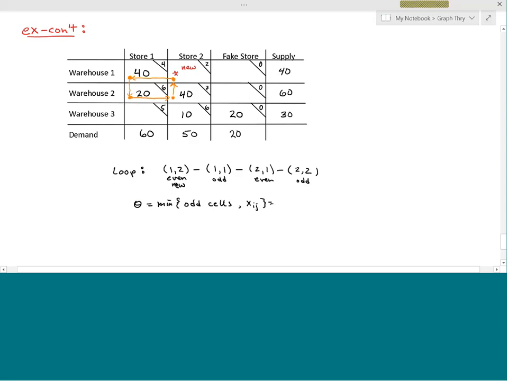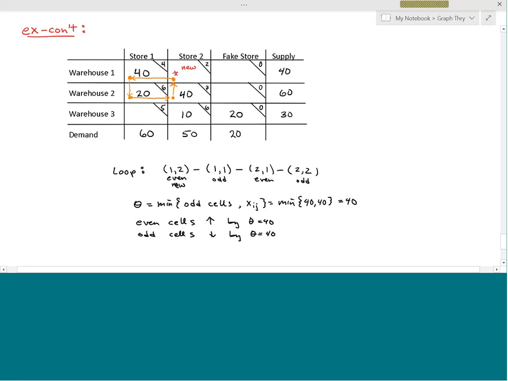Now in our case, our 2 odd cells are 1, 1, and 2, 2. Both values are values of 40. So it's pretty easy to calculate the minimum. It's just that same value of 40. Okay? At this point, what happens? Your even cells are going to increase by 40, and your odd cells are going to decrease by 40.